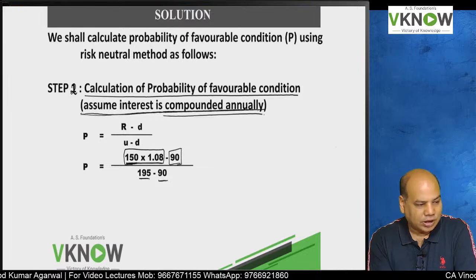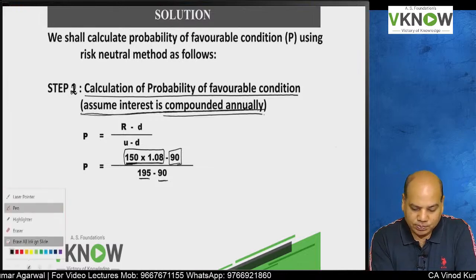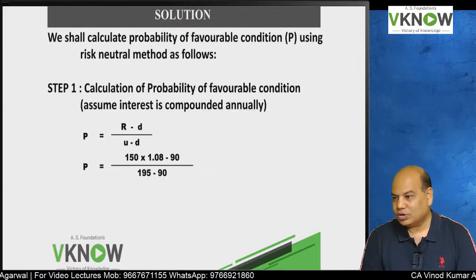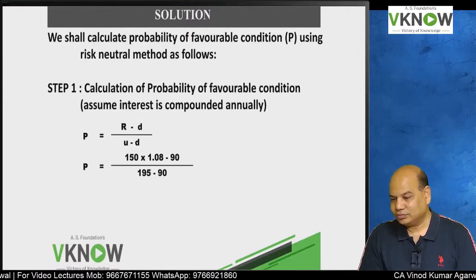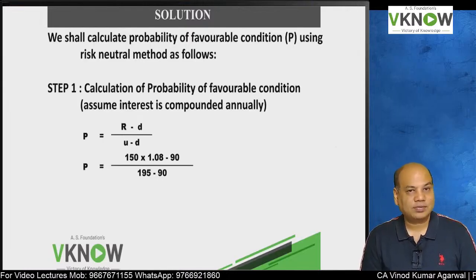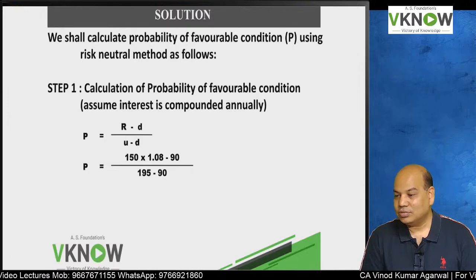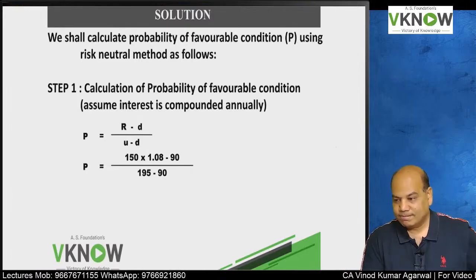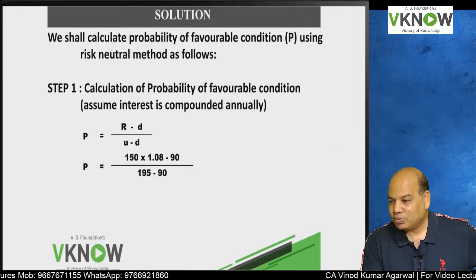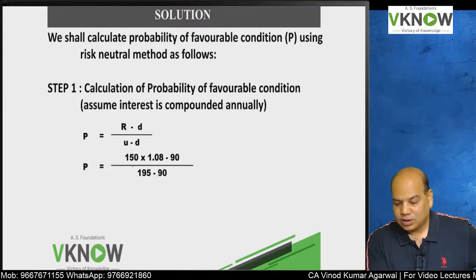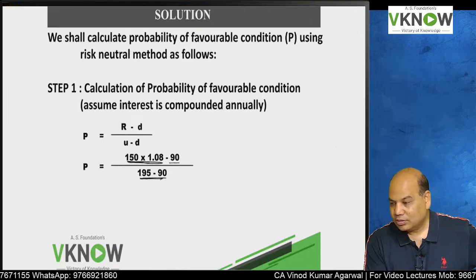Now I will not tell you the probability, you have to compute and tell me, because you are not replying. So I want to check whether you are awake or not. What is the probability? First you multiply this to minus 90 divided by 195 minus 90.